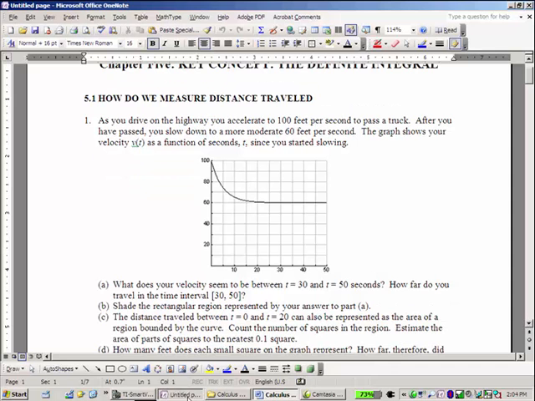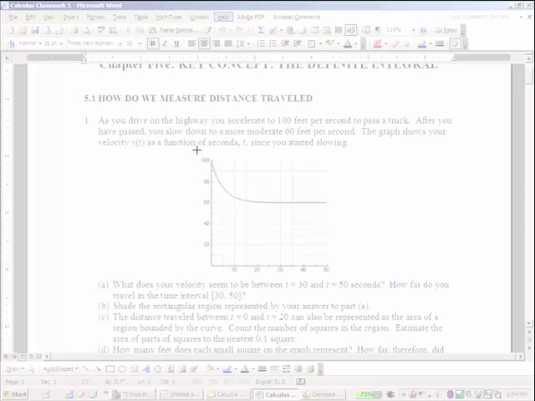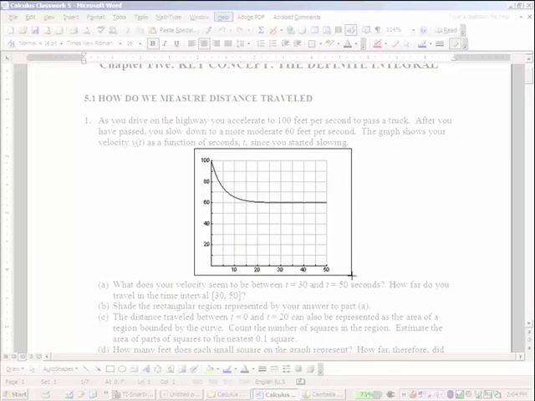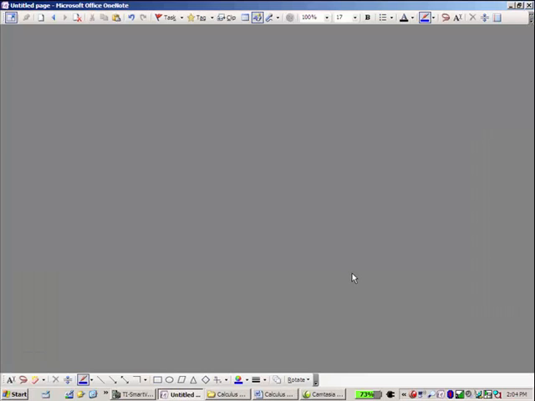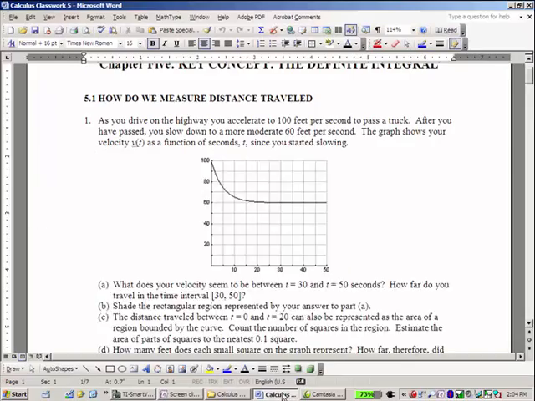As you drive on the highway, you accelerate to 100 feet per second to pass a truck. After you pass, you slow down to a more moderate 60 feet per second. The graph shows your velocity, v, as a function of seconds t since you started slowing. Okay, so can you see that you're going fast and then you slow down? Does that graph seem to agree with the story? Mm-hmm. All right.